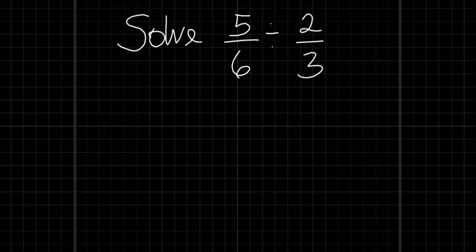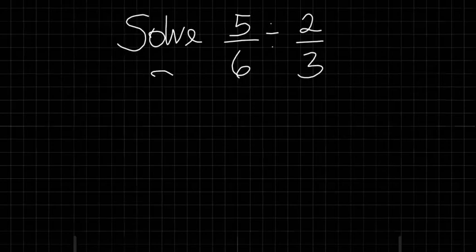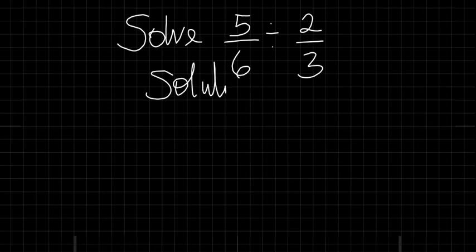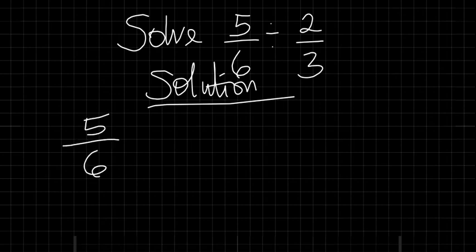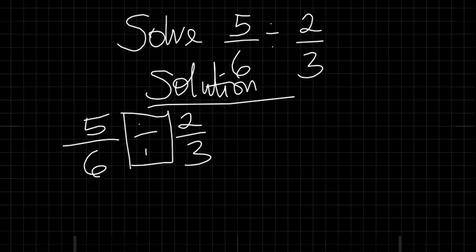The question says solve 5 over 6 divided by 2 over 3. So, solution: what we are meant to do is 5 over 6 divided by 2 over 3. This division sign will change to multiplication. That is one of the logic.